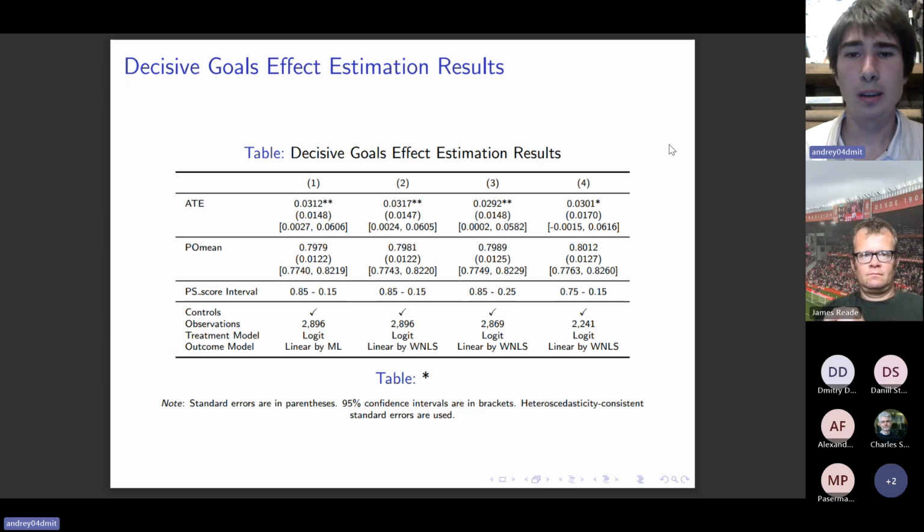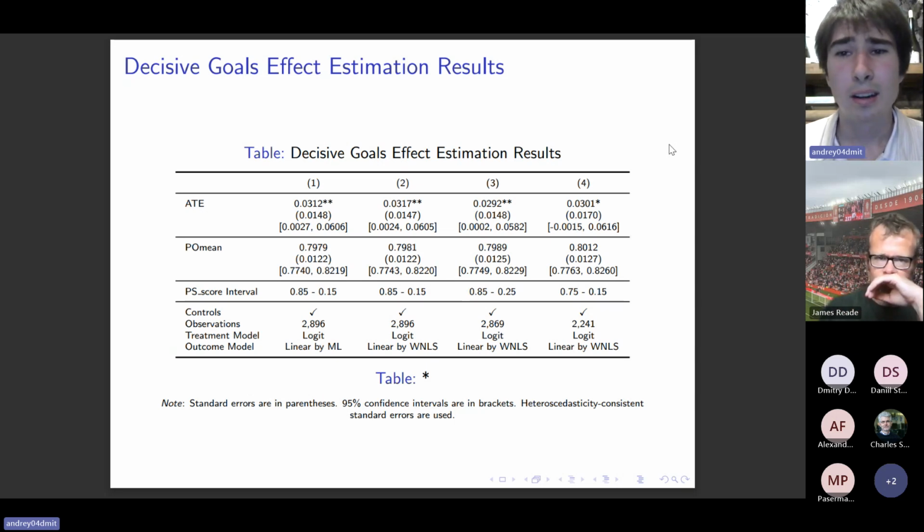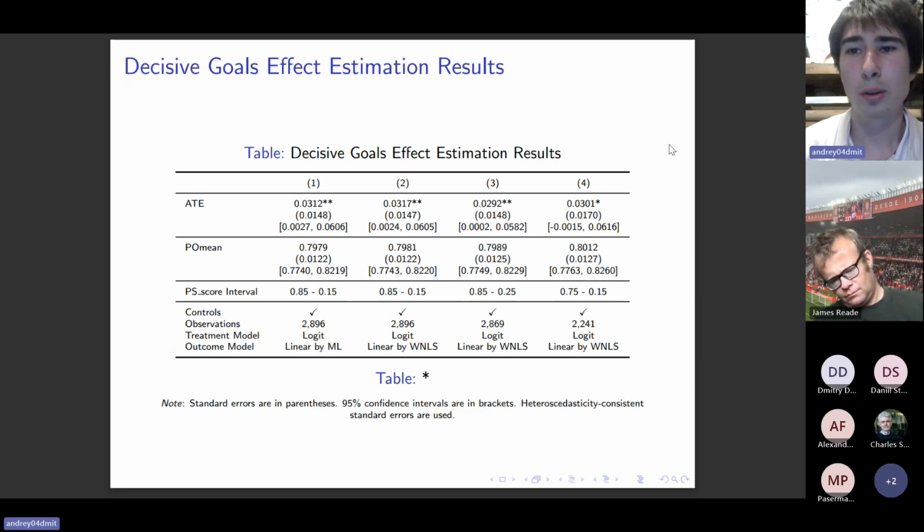Yeah, so you can see that in the first specification, we are using the outcome model linear by maximum likelihood, and in the second to fourth specifications, we are using linear by WNLS. Also, you can see that the PS score interval varies, especially in the third and fourth specifications. So as we can see, the results are pretty much robust. The p-value is a little bit less than 0.05 in most of the specifications.